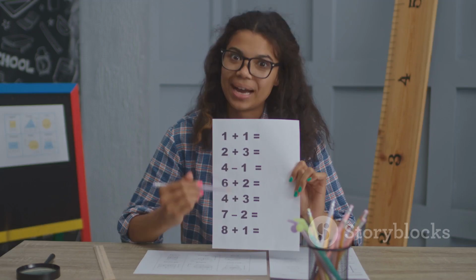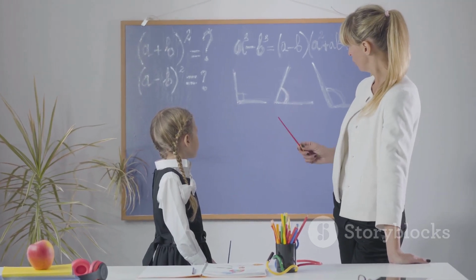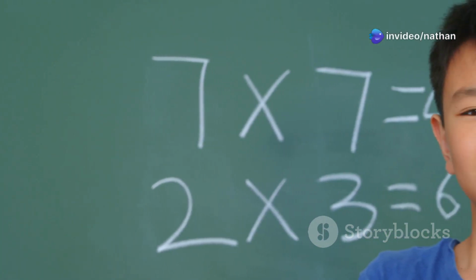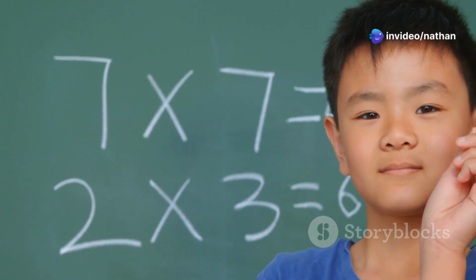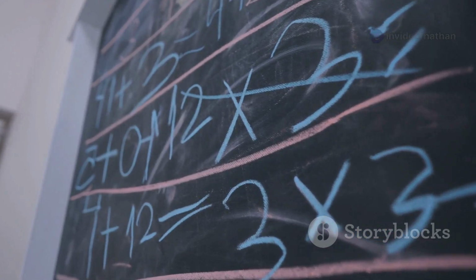Dividing fractions is like flipping and multiplying. To divide by a fraction, multiply by its reciprocal. For example, 1/2 divided by 1/3 is the same as 1/2 times 3/1. That gives you 3/2 or 1 1/2, and there you have it.